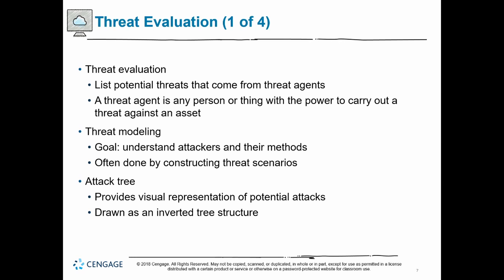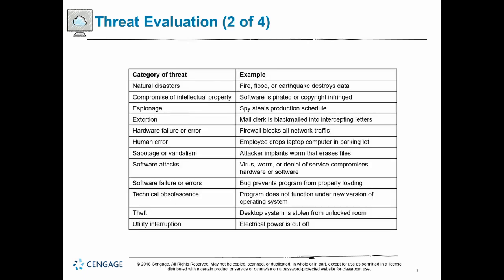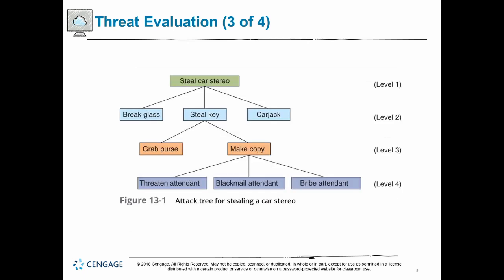Attack tree. An attack tree provides a visual representation of potential attacks, drawn as an inverted tree structure. So an attack tree, you can think of as an inverted tree, and then every branch that goes down is a potential impact after that threat has been exploited. So threats include natural disasters, compromise of intellectual property, espionage, extortion, failure, human error, sabotage, software attacks, software failures, theft, and utility interruption. And here's a threat evaluation.